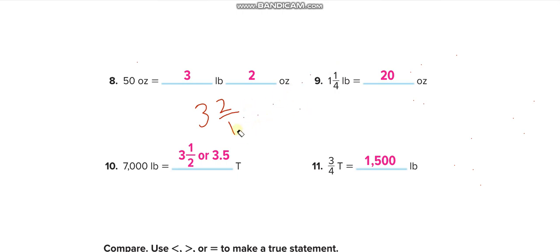You guys know that 1 pound is 16 ounces. Okay, and a quarter pound is 4 ounces. Okay, if 1 pound is 16, 16 divided by 4, that is 4. So 16 plus 4, 20 ounces.